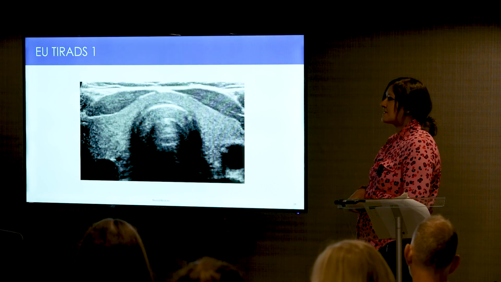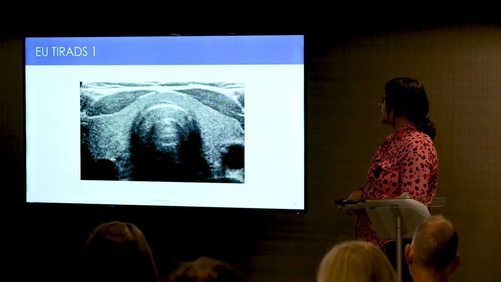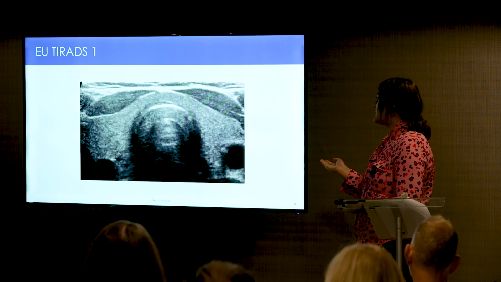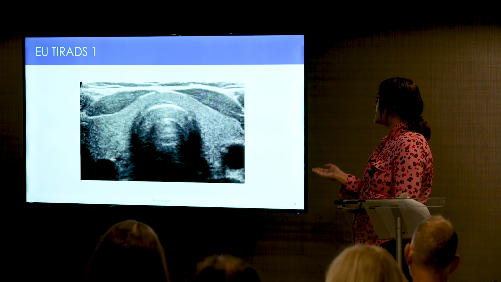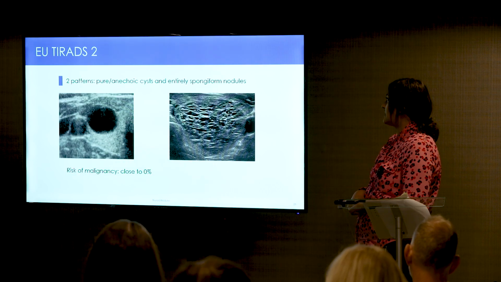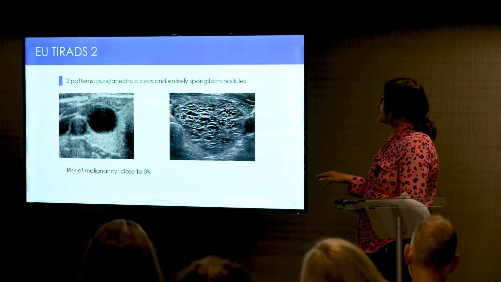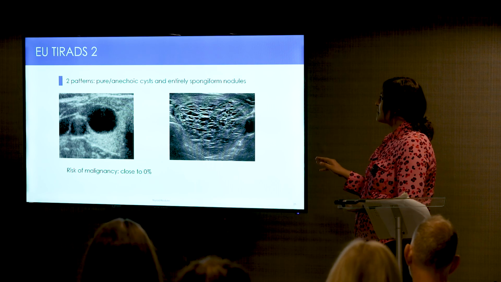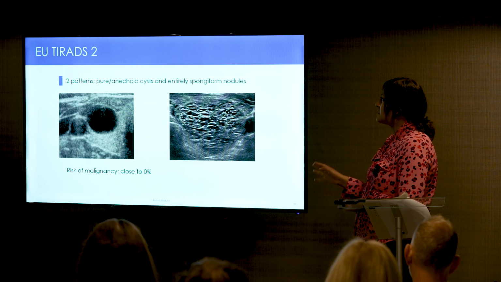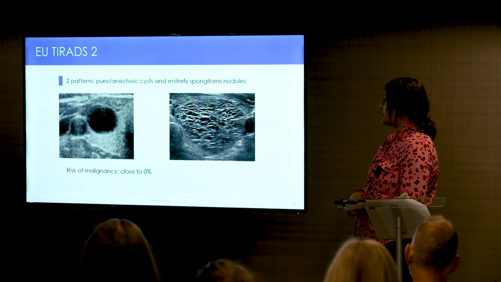So now, similar to the U grading system, I'm just going to go through these with pictures. So this is EU TIRADS 1. You can see that this is a benign thyroid gland, absolutely no nodule, pristine. So this comes into the 1 category. So for EU TIRADS 2, this is actually probably something that's a bit simpler to understand than the BTA, in that you've got only 2 patterns of nodules that can fit in here.